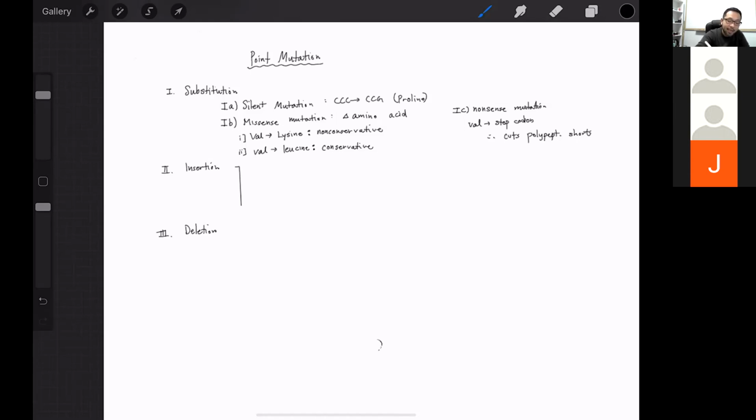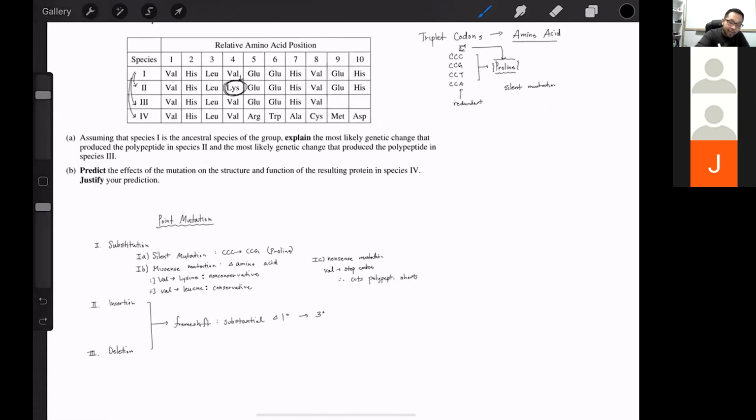So what we can say is between 1 and 2, we have a non-conservative missense mutation. And in 3, we have a nonsense mutation. And in 4, we have a frameshift mutation. And of course, this would have been caused by a substitution here for 2 and 3. And of course, either an insertion or a deletion here for the last group there.